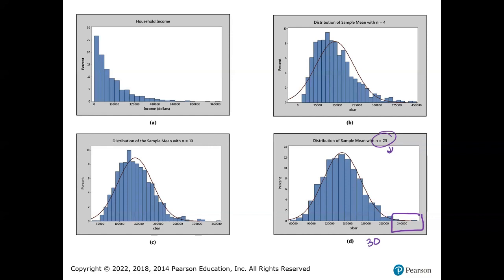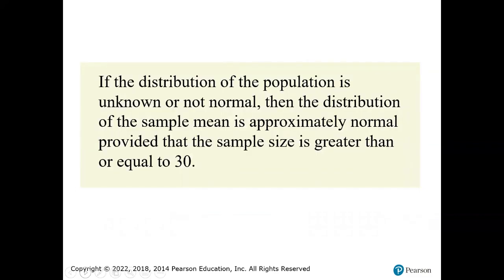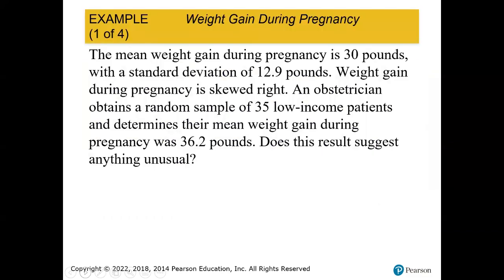Let's use 30. If the distribution of the population is unknown or not normal, then the distribution of the sample mean is approximately normal provided the sample size is greater than or equal to 30. The mean weight gain during pregnancy is 30 pounds with a standard deviation of 12.9 pounds. Weight gain during pregnancy is skewed to the right. An obstetrician obtains a random sample of 35 low-income patients and determines their mean weight gain during pregnancy was 36.2 pounds. Does this result suggest anything unusual?